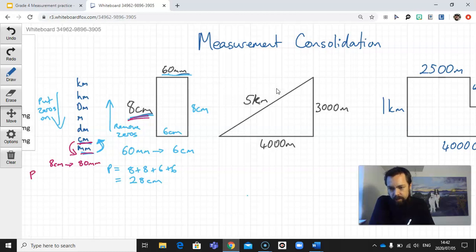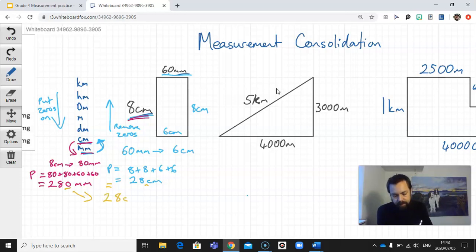Then I would have worked out that the perimeter is equal to 80 plus 80 plus 60 plus 60, which gives me 280 millimeters. And if you look closely, you'll notice that the only thing that's missing is the zero, and that's because we're going between centimeters and millimeters. So I could now convert this to centimeters by taking away a zero and get 28 centimeters. All right, so it's the same thing. Sometimes it makes more sense to go one way, and sometimes it makes more sense to go the other way.